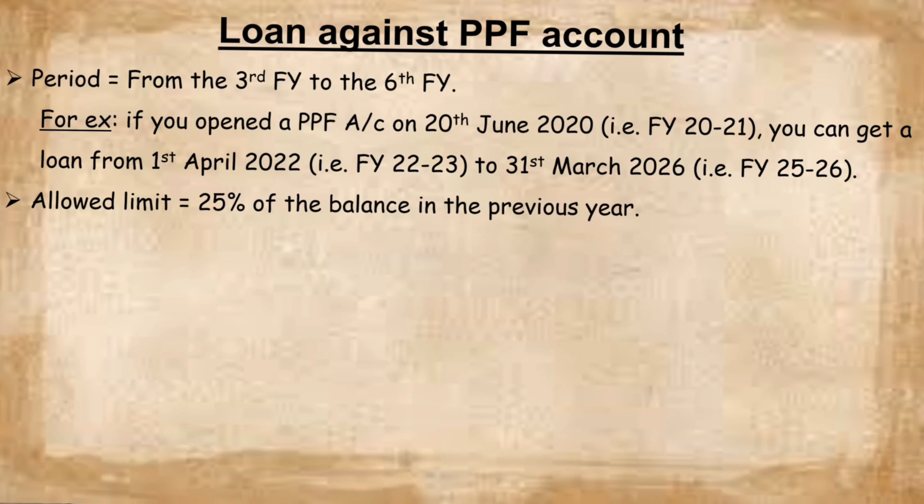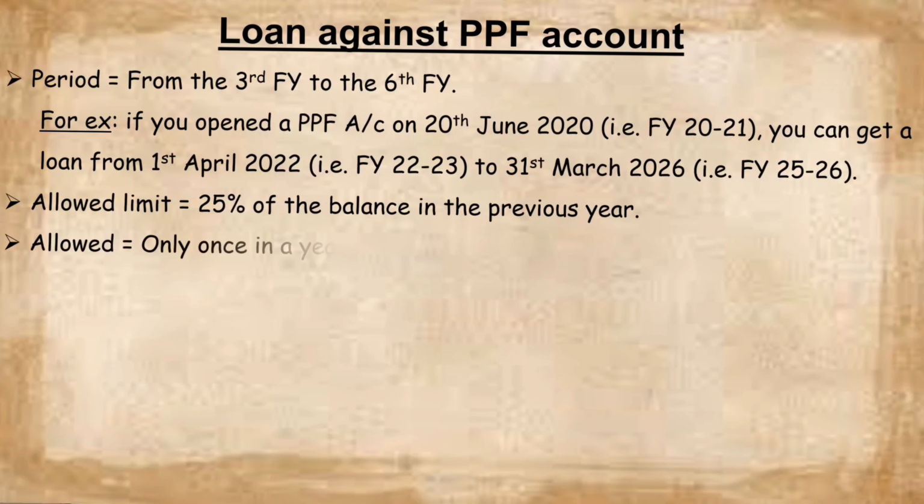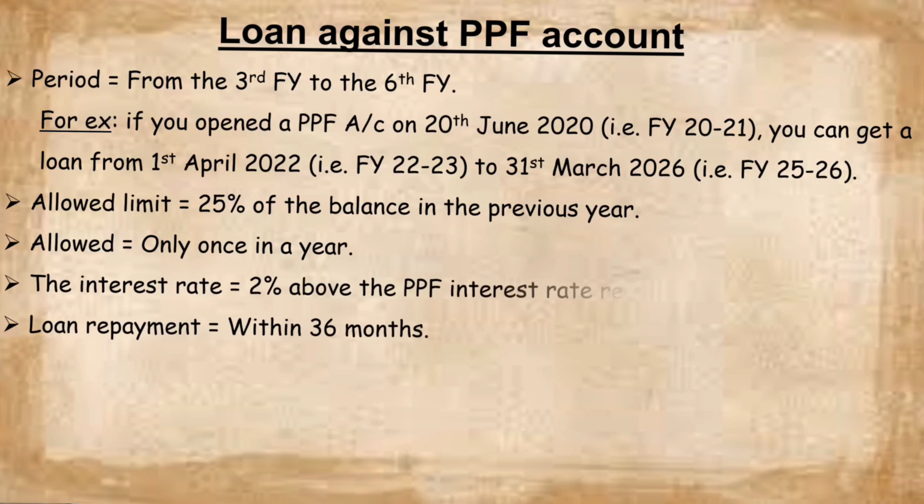How much amount can you take as a loan? That is 25% of the balance available as on the last date of your previous financial year, and is allowed only once in a year, and the interest rate would be 2% higher than the actual PPF interest rate that you are earning as on the date of the loan. And the loan also needs to be repaid within 3 years, that is 36 months max.